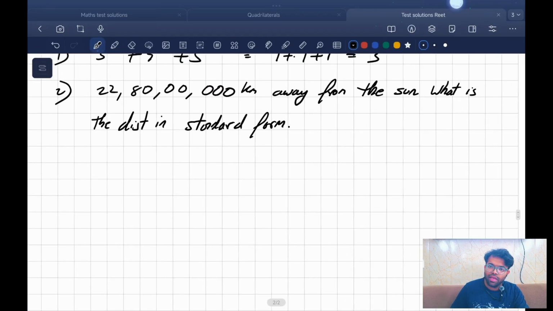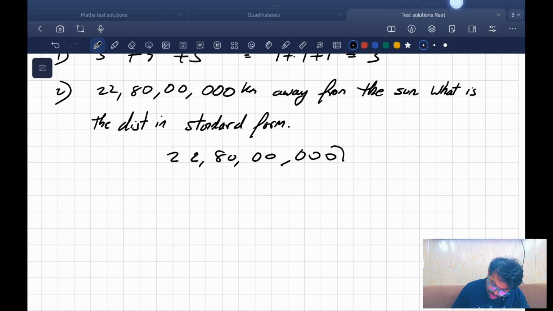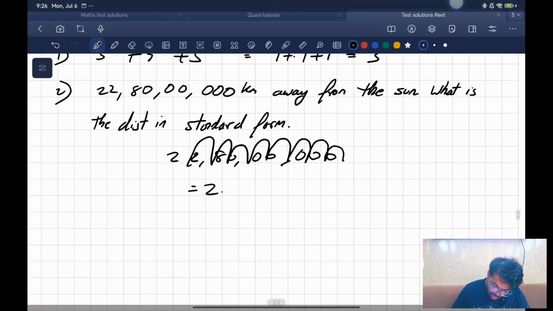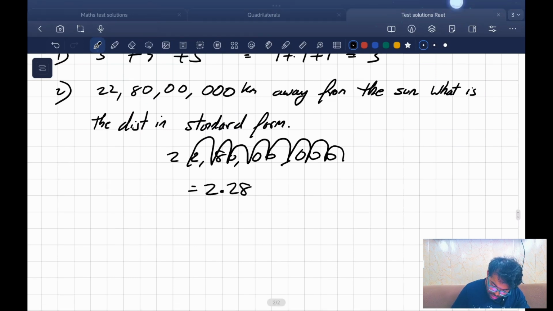So standard form will be 1 point something or 2 point something into 10 to the power something. So you have 228000000, right? So the decimal is right here now. When you bring the decimal here, 1, 2, 3, 4, 5, 6, 7, 8. So we'll have 2.28 into 10 to the power of 8, 10 to the power of 8 kilometers. Okay, this is also fine.